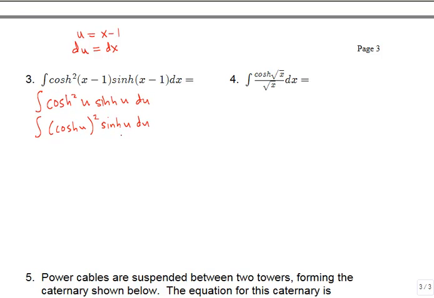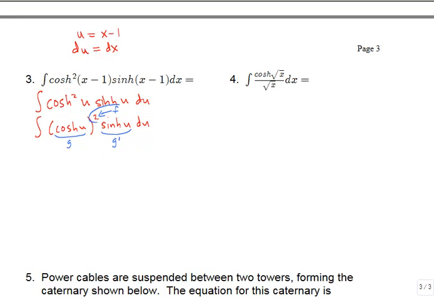When I see something like this, there's an obvious outer square right here. I'm going to call that f. This is my inner function g, and the derivative of cosh is sinh, which is exactly what I have right here, so there's my g prime, which means this is pattern recognition.